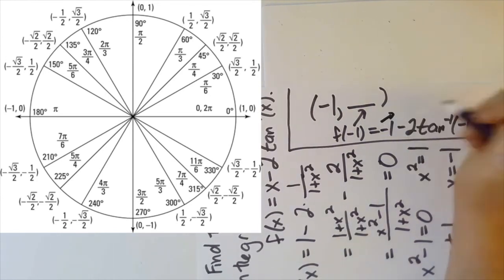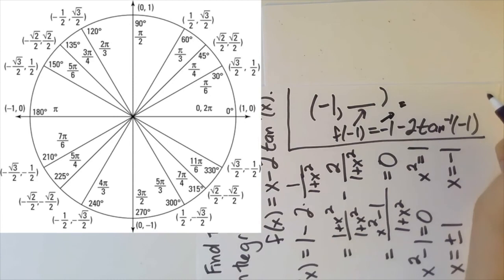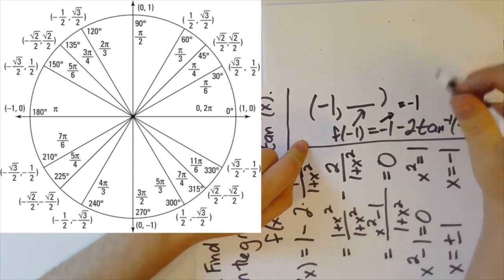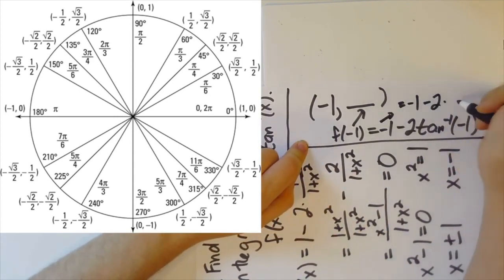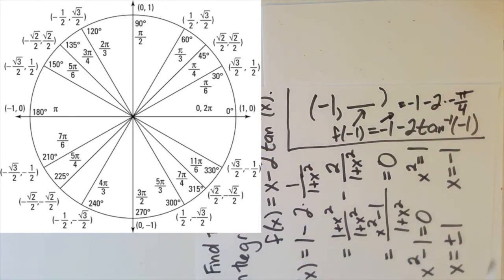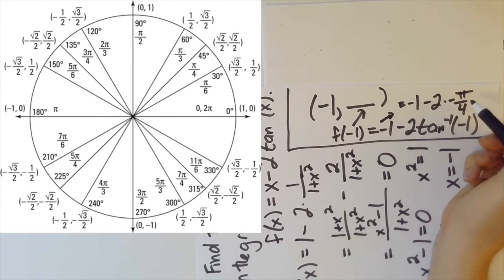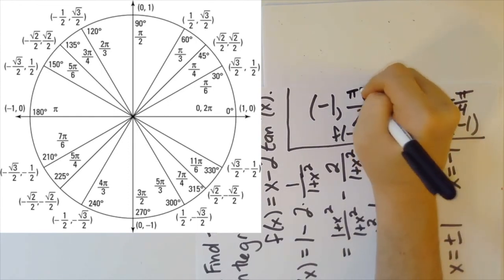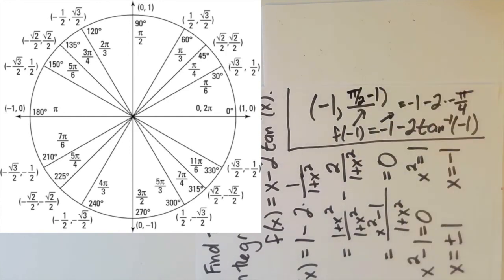So this quantity here is minus 1 minus 2 times minus pi over 4, which is to say, at the end of the day, that this thing is pi over 2 minus 1. That is the y-coordinate of our point.